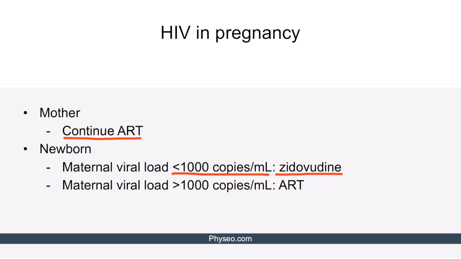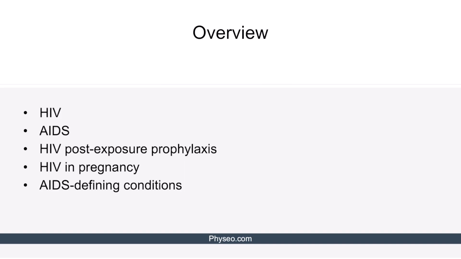However, if maternal viral load was greater than 1,000 copies at the time of delivery, then we should give multi-drug antiretroviral therapy. So again, 2 NRTIs and 1 other antiretroviral medication. Now we'll move on to discuss AIDS-defining conditions.